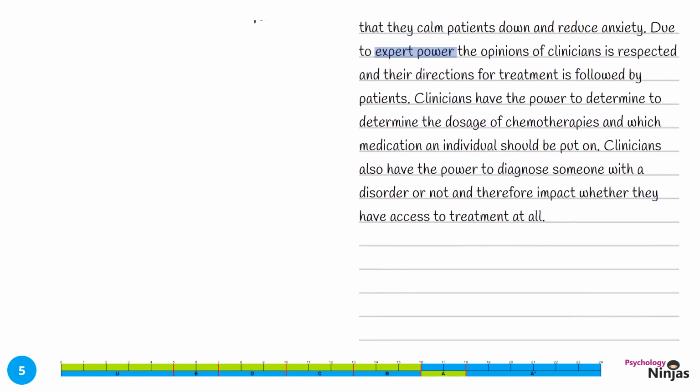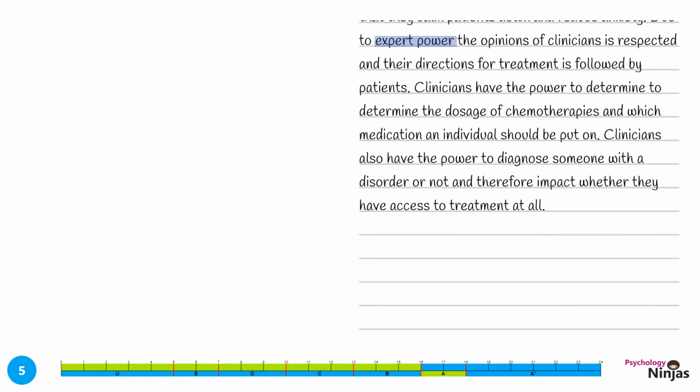Clinicians have the power to determine the dosage of drug therapies and which medication an individual should be put on. Clinicians also have the power to diagnose someone with a disorder or not, and therefore impact whether they have access to treatment at all. The dosage of the medication, the nature of what medication it is, and whether medication is needed at all is all within the power of the clinician.